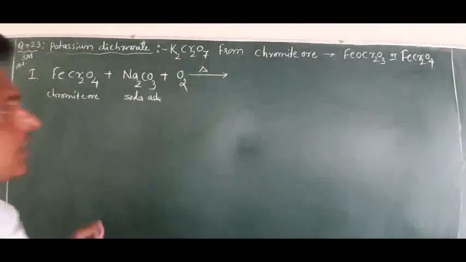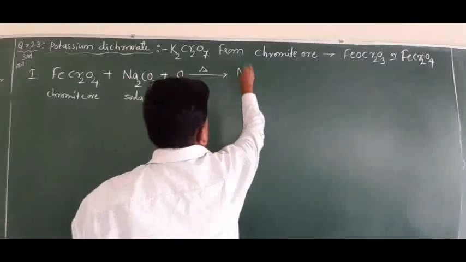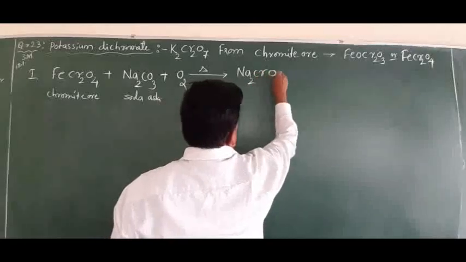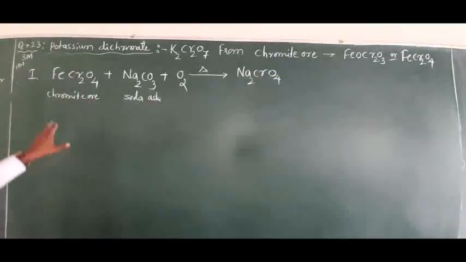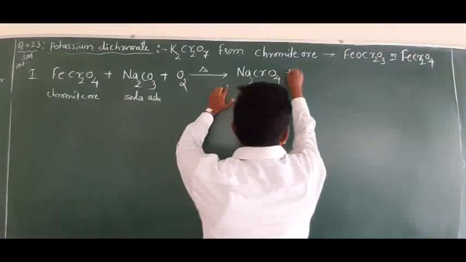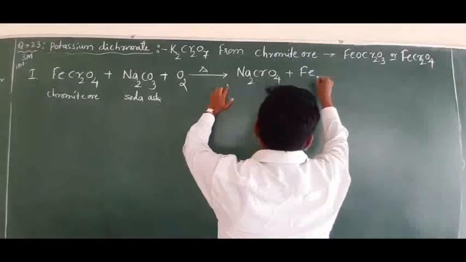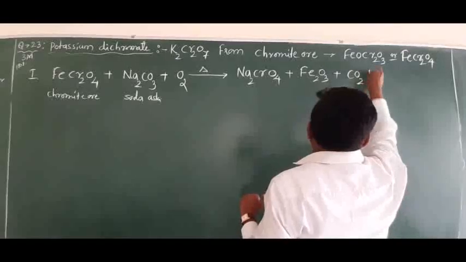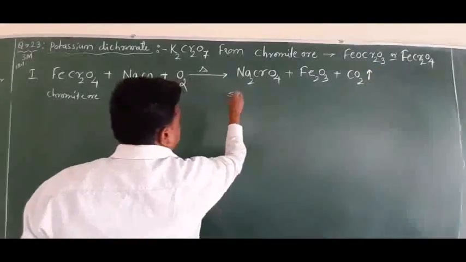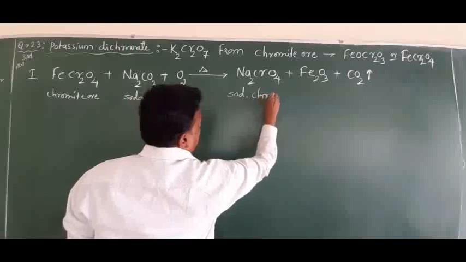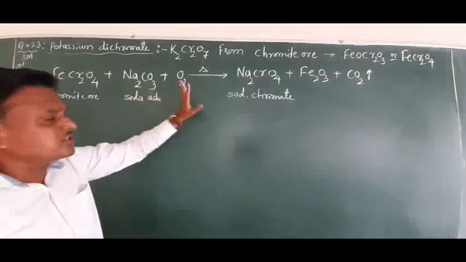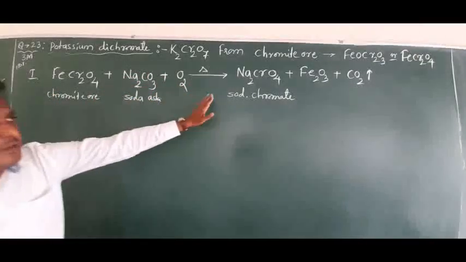Yes, on heating, the product formed is sodium chromate, Na2CrO4, followed by iron oxide, Fe2O3. Iron oxide is formed and carbon dioxide is released. Yes, this is your sodium chromate. Dear friends, chromite ore is strongly heated with soda ash to form sodium chromate.